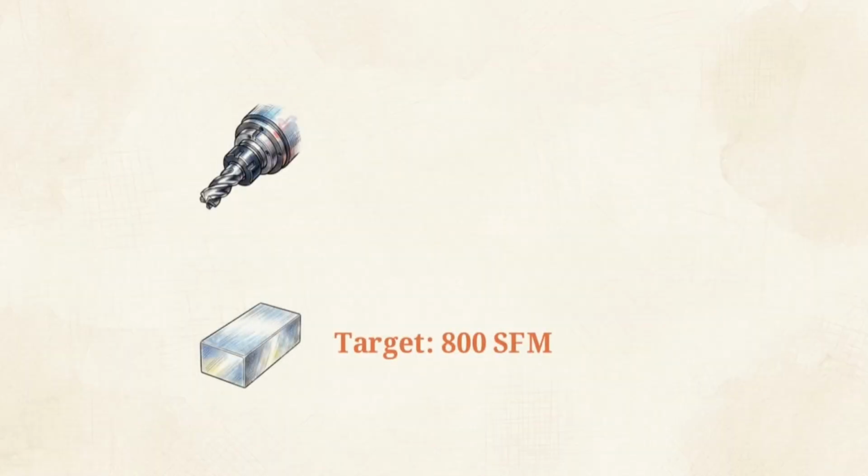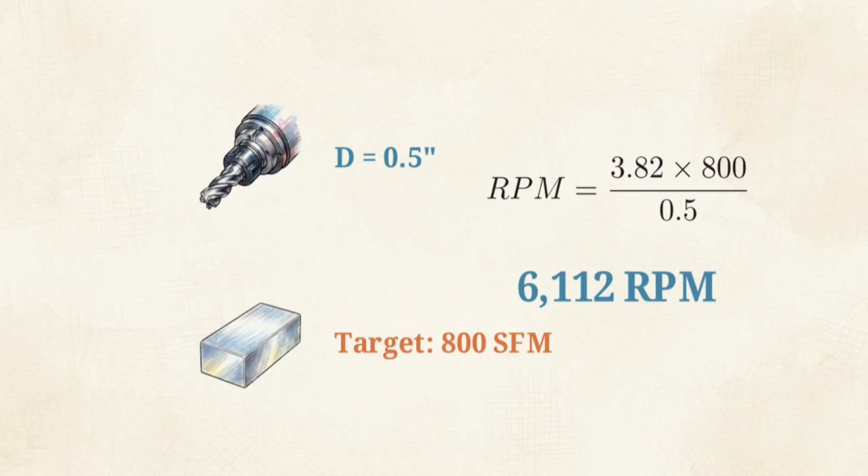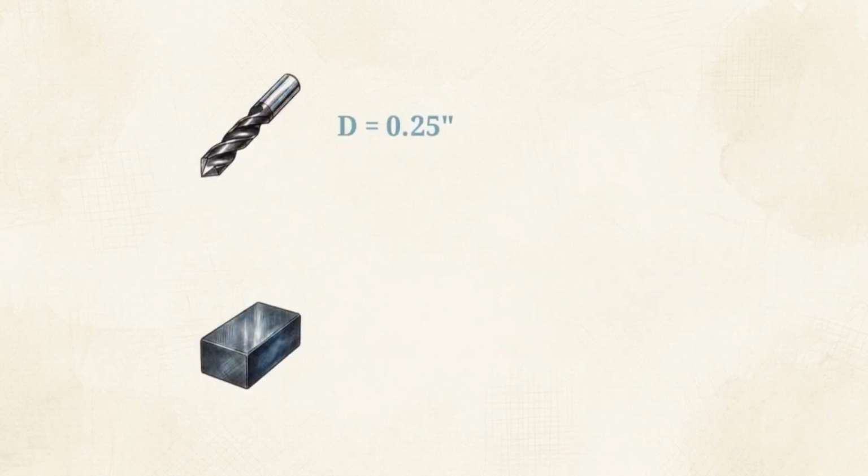You are cutting aluminum with a recommended target of 800 SFM. Using a half-inch end mill, you multiply 3.82 by 800, then divide by 0.5. You program your spindle at 6,112 RPM.